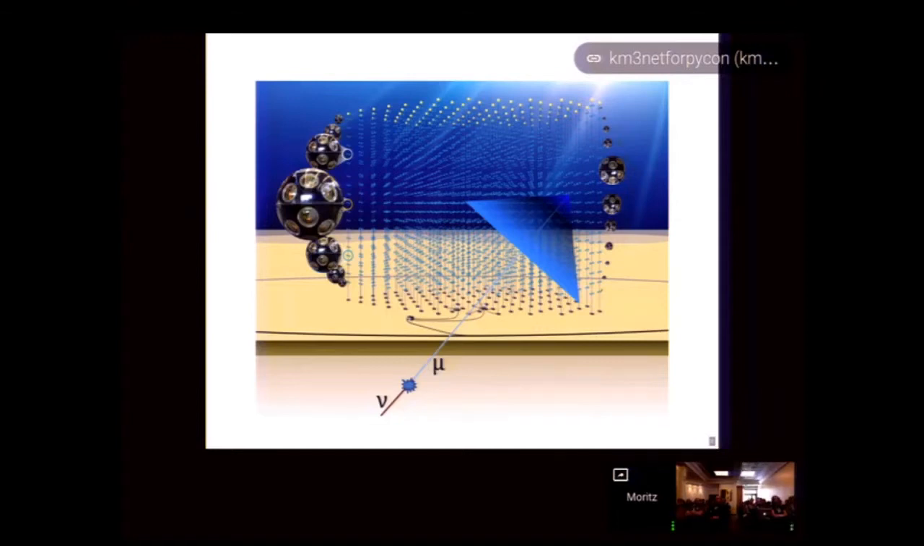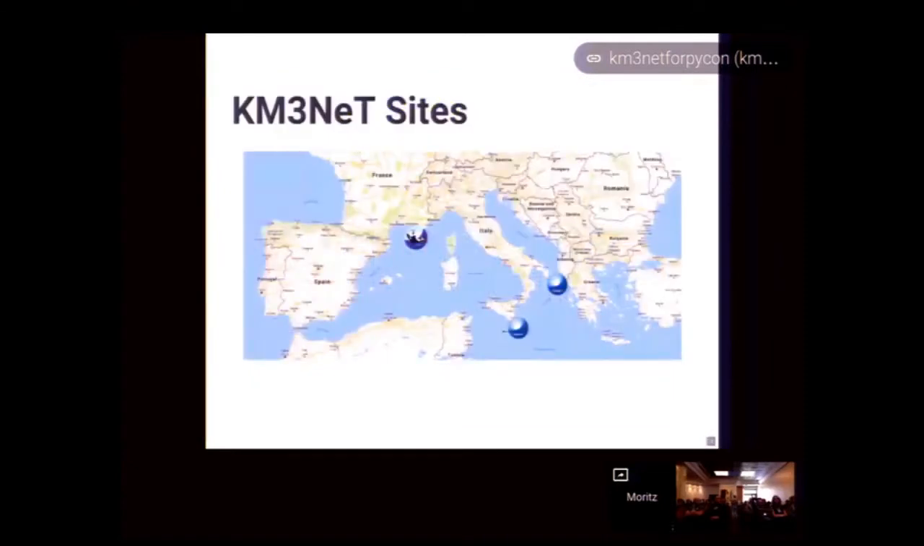Actually, we do not only have one of these big array setups, but there are multiple of them in the KM3NeT site. I already mentioned the one off the coast of Sicily down there. But there are actually two more sites being planned, since we're currently in the process of constructing the detector. One is off the coast of France, near Toulon, and the other one is off the coast of Greece, near Pylos.